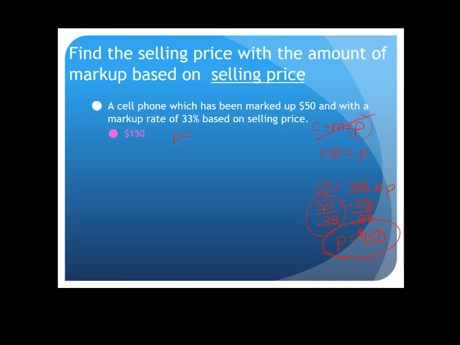So notice what I did here. I took the $50, that was the markup. I should write this in words. And I divided it by the markup rate. So that's what you would do if you want to find a selling price and you're given the markup based on the selling price.